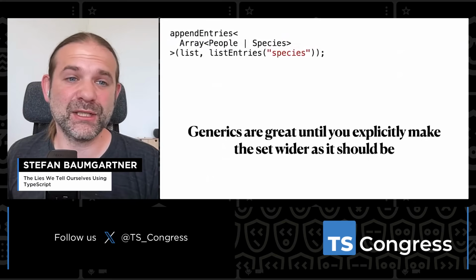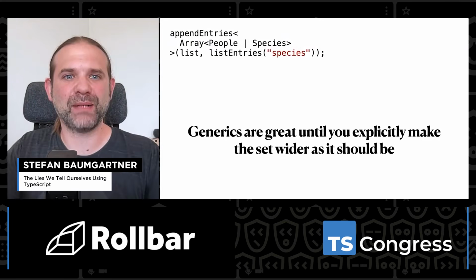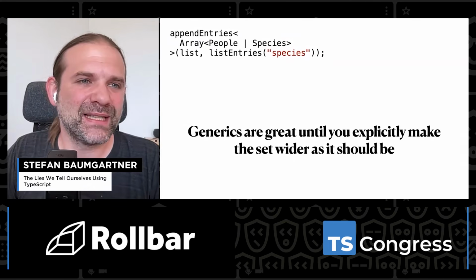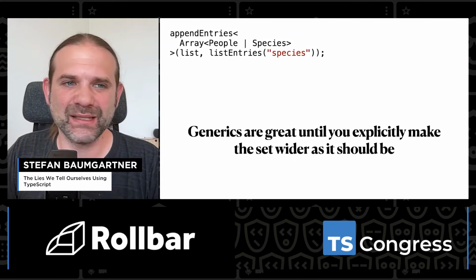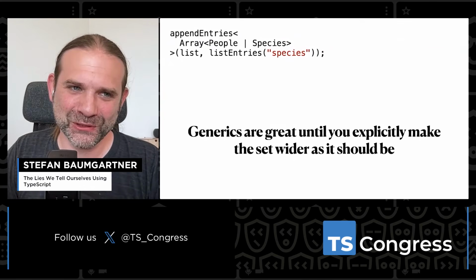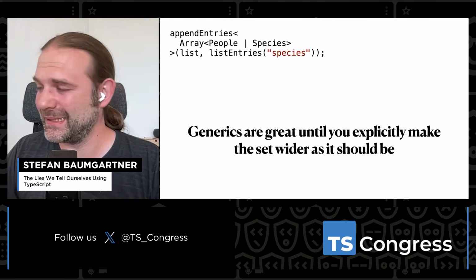And last but not least, generics are great until you explicitly make the set right as they should be. You are always able to explicitly annotate the generic type parameter, and then everything goes boom again. So yeah, 4 problems, 4 solutions, 4 more problems.